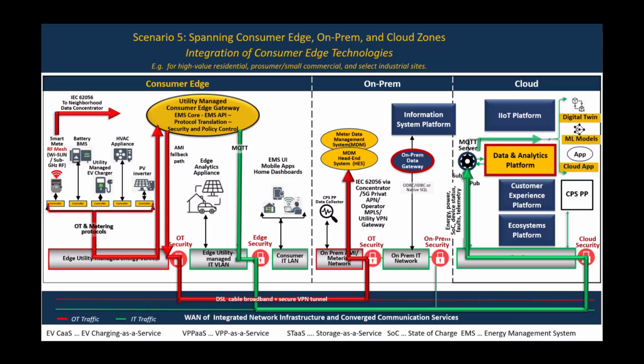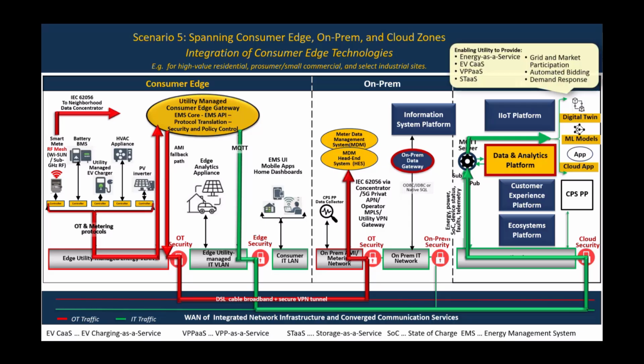And having done this, the data is now in the cloud, at the cloud zone, at the data and analytics platform, where it can be enabling the utility to provide services such as energy as a service, electrical vehicle charging as a service, virtual power plant as a service, storage as a service, grid and market participation, as well as automated bidding and demand response.